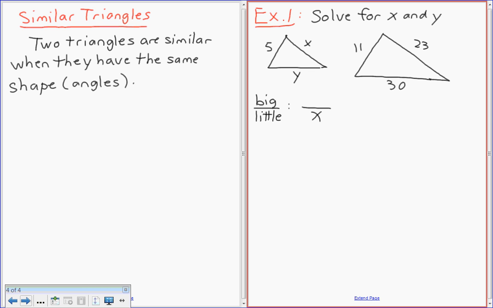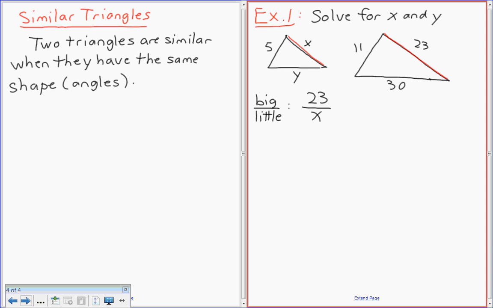Now this is the part that we have to be able to get down. If you can do this, this will be easy. Michael, for this side X on this triangle, what is the corresponding side on the larger triangle? Very good, it's going to be 23. So you're going to write 23 on the big triangle is the same as X on the little triangle.